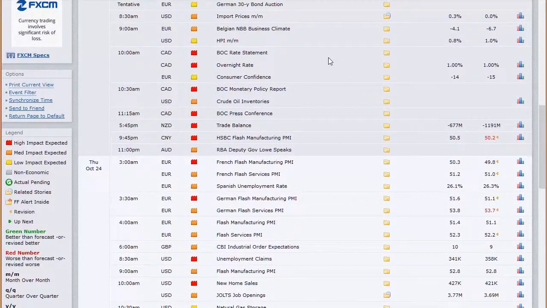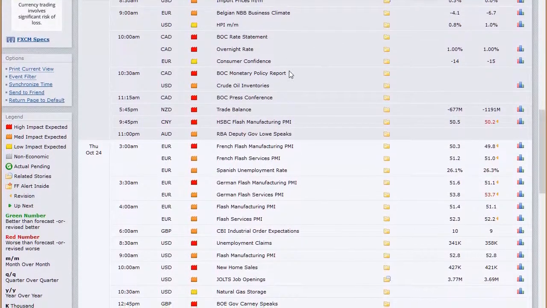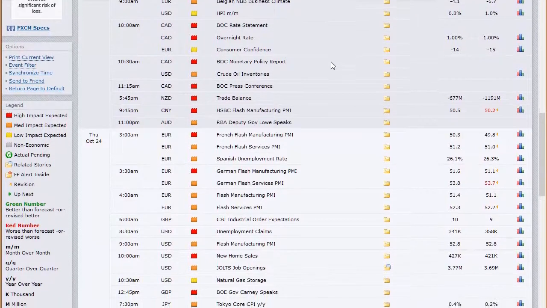Bank of Canada rate announcement, 10 a.m. Eastern Time on Wednesday. Consumer confidence out of Europe. This number always comes out at a weird time. Everything in Europe should be overnight for here in the U.S. It's 10 a.m., which is after the market closes. European consumer confidence, 10 a.m. Eastern Time on Wednesday. Then the crude oil inventories for the new week, because we'll be back up to speed hopefully. Trade balance out of New Zealand that night.